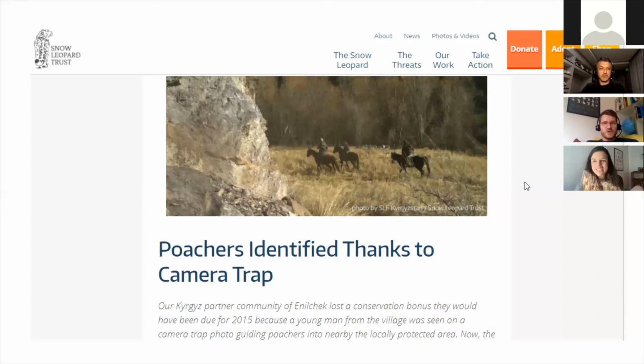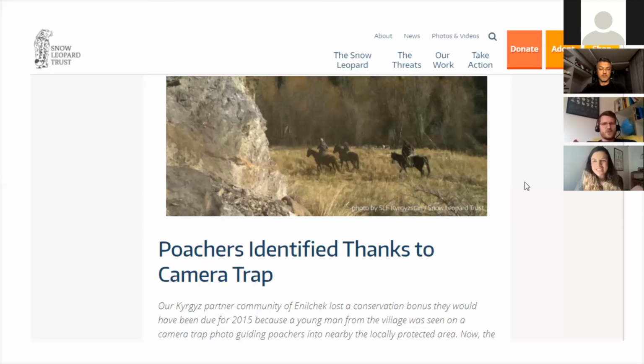What we did share, though, was that the local community had broken their agreement, and as a consequence had lost conservation bonuses that were part of the deal. Now, when I look back, I think we should have done a better job in this particular blog article, and I'll share a link later so you can have a look.